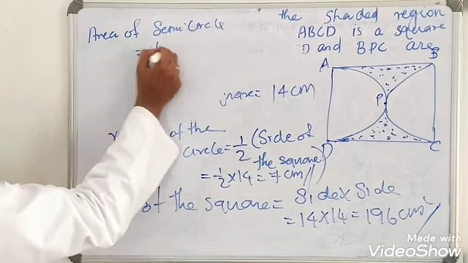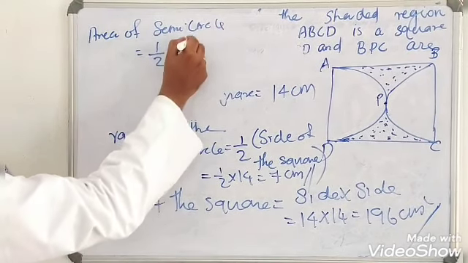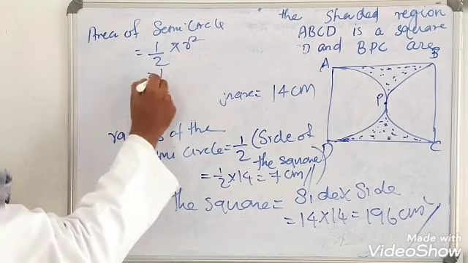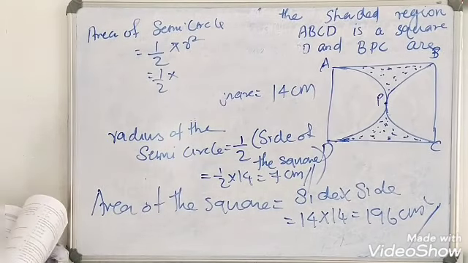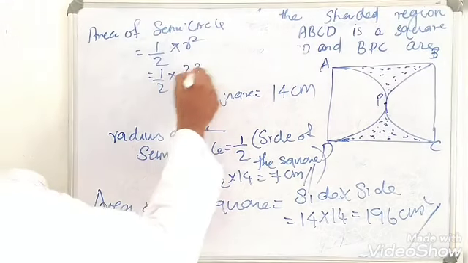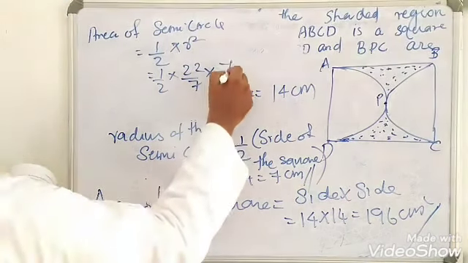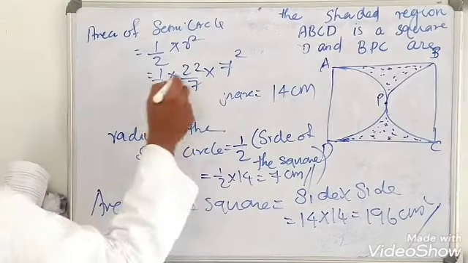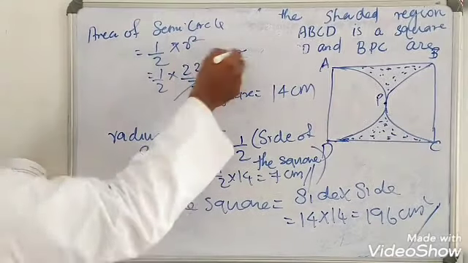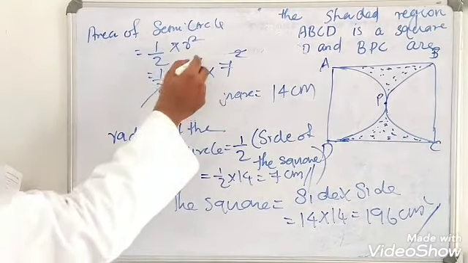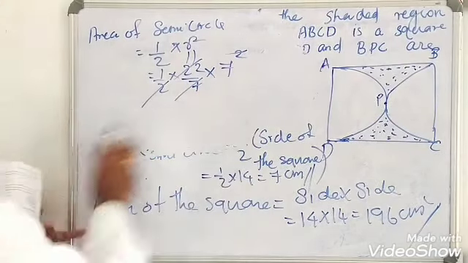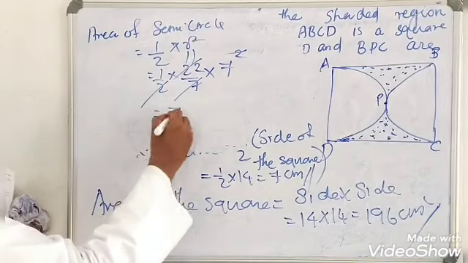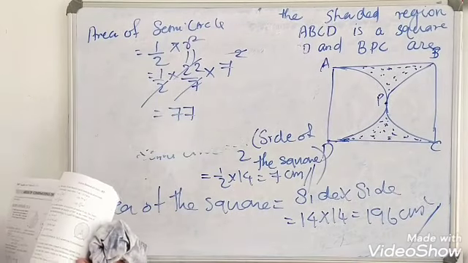That is half pi r square. That is half into pi. Pi is equal to 22 by 7 into radius 7 square. So let us cut this 7 and 1 7, this 2 1, this 11. So we have 11 into 7, 77. So area of semicircle is equal to 77.